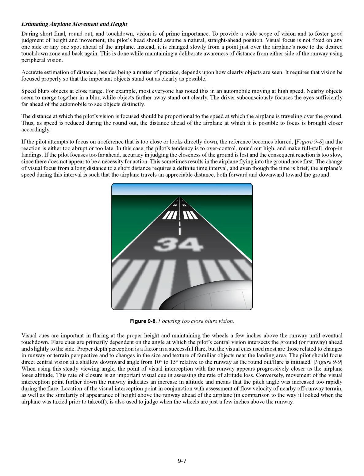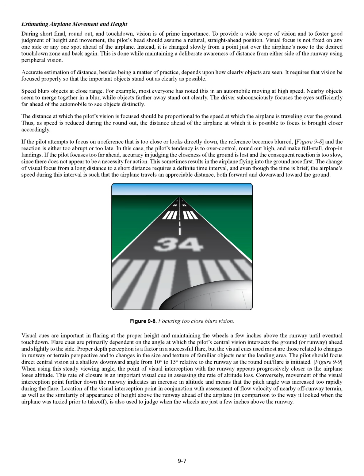Estimating airplane movement and height during short final, round out, and touchdown, vision is of prime importance. To provide a wide scope of vision and to foster good judgment of height and movement, the pilot's head should assume a natural, straight-ahead position. Visual focus is not fixed on any one side or any one spot ahead of the airplane. Instead, it is changed slowly from a point just over the airplane's nose to the desired touchdown zone and back again. This is done while maintaining a deliberate awareness of distance from either side of the runway using peripheral vision.